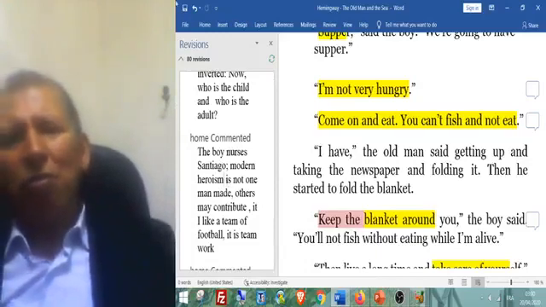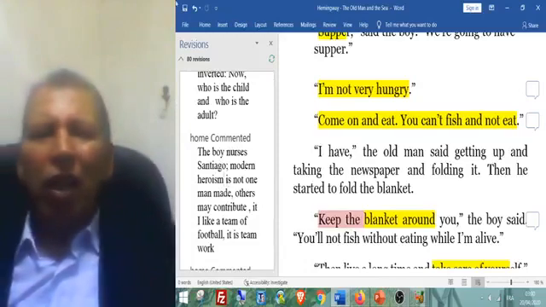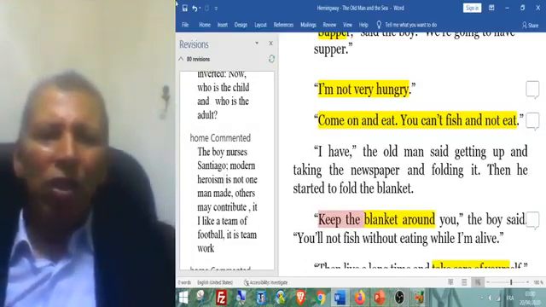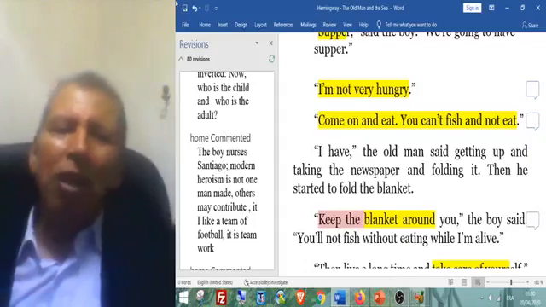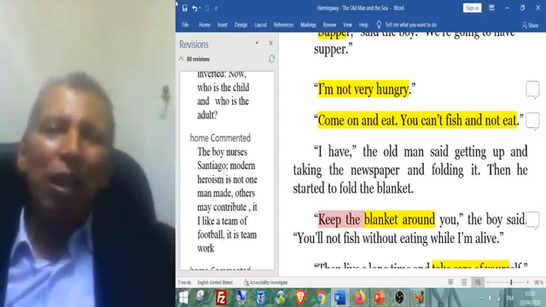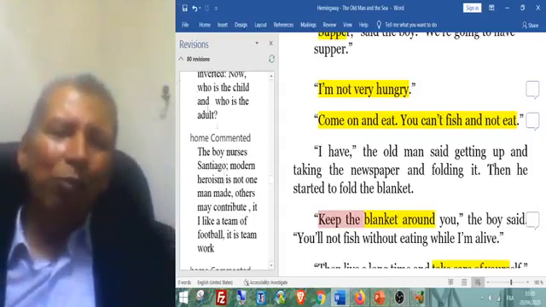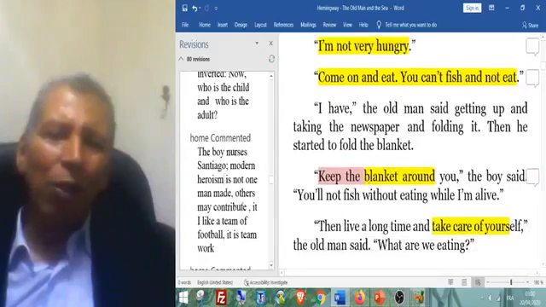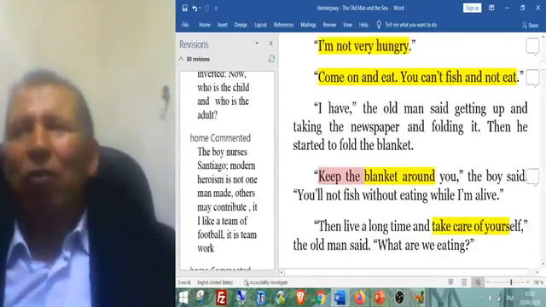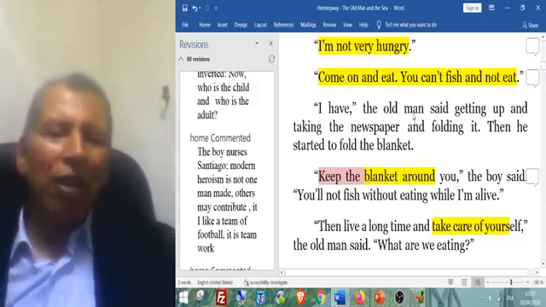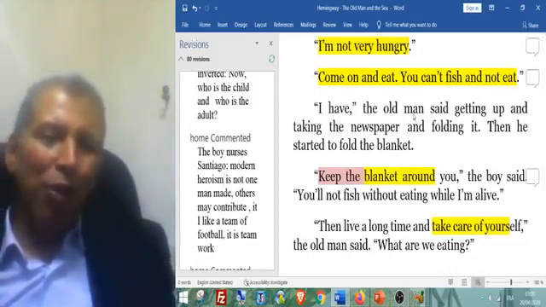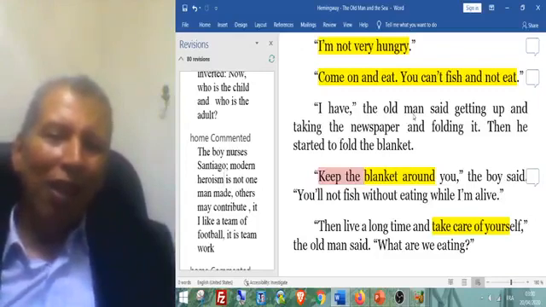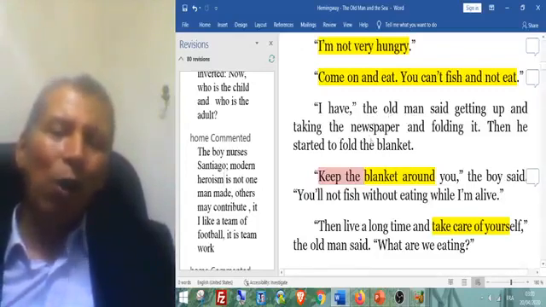So I think heroism in the modern sense, according to Hemingway, is different from the classic traditional heroism. It is not one man-made heroism. It's the contribution of many people. So Manolin is a contributor to the heroism of Santiago. It's teamwork, and here we have a team of two people. It's like a team of football. When victory comes in football, it's not one person; it's the whole team. The honor doesn't go to one player alone.